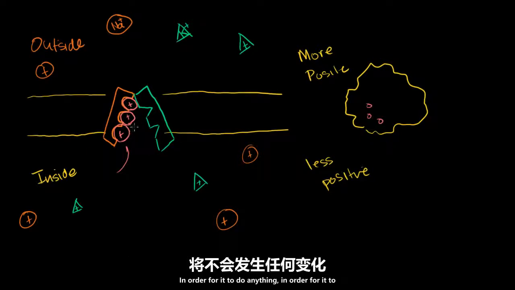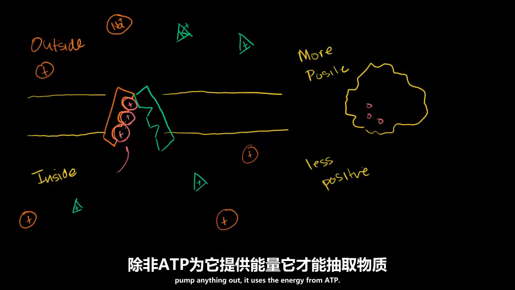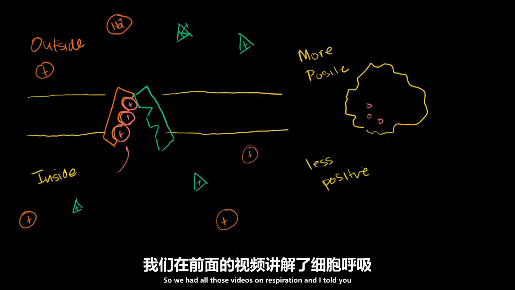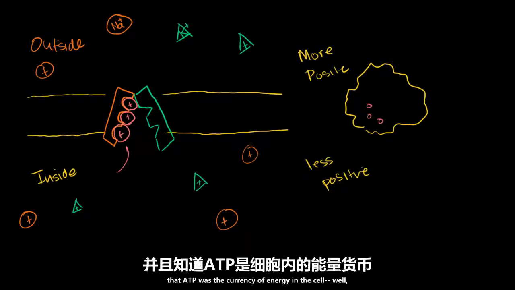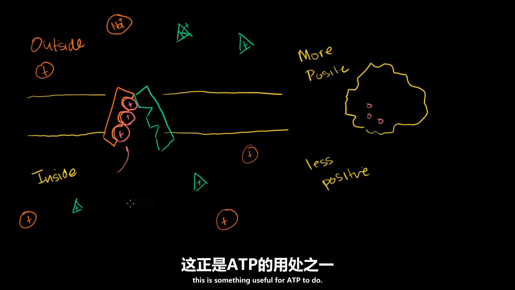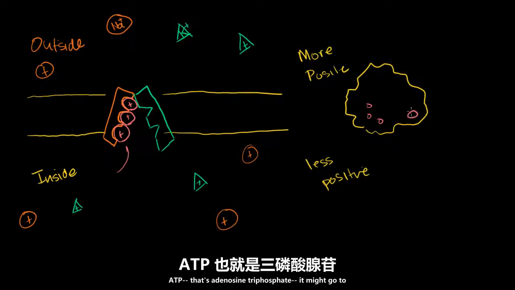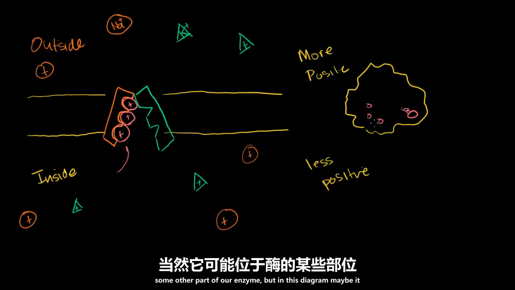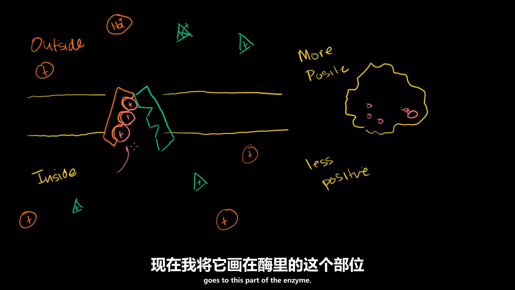In order for it to do anything, in order for it to pump anything out, it uses the energy from ATP. So we had all those videos on respiration, and I told you that ATP was the currency of energy in the cell. Well, this is something useful for ATP to do. So ATP, that's the adenosine triphosphate, it might go to some other part of our enzyme, but in this diagram, maybe it goes to this part of the enzyme. I'll do it in a different color. So that's maybe our ATP.